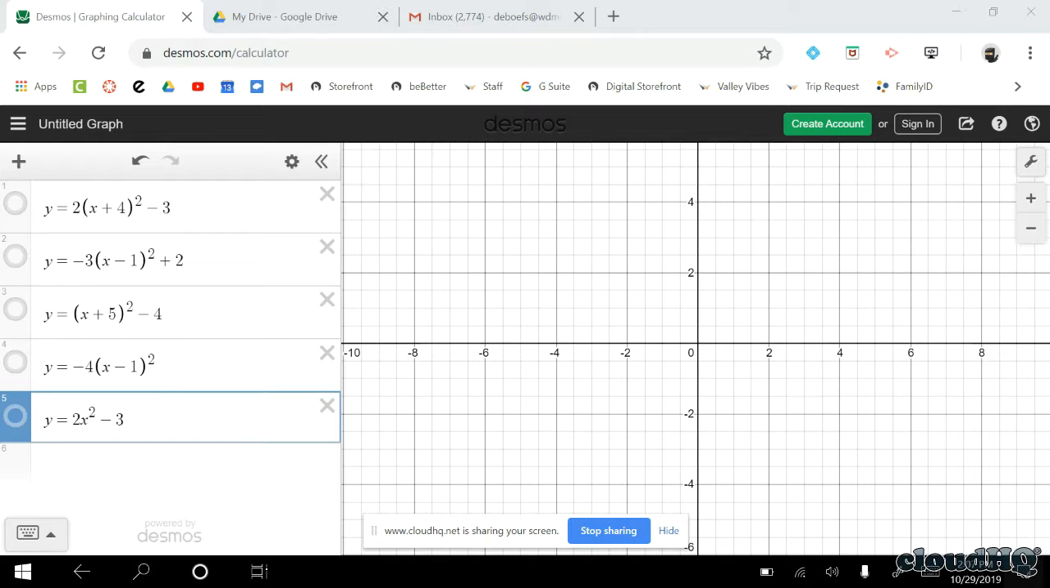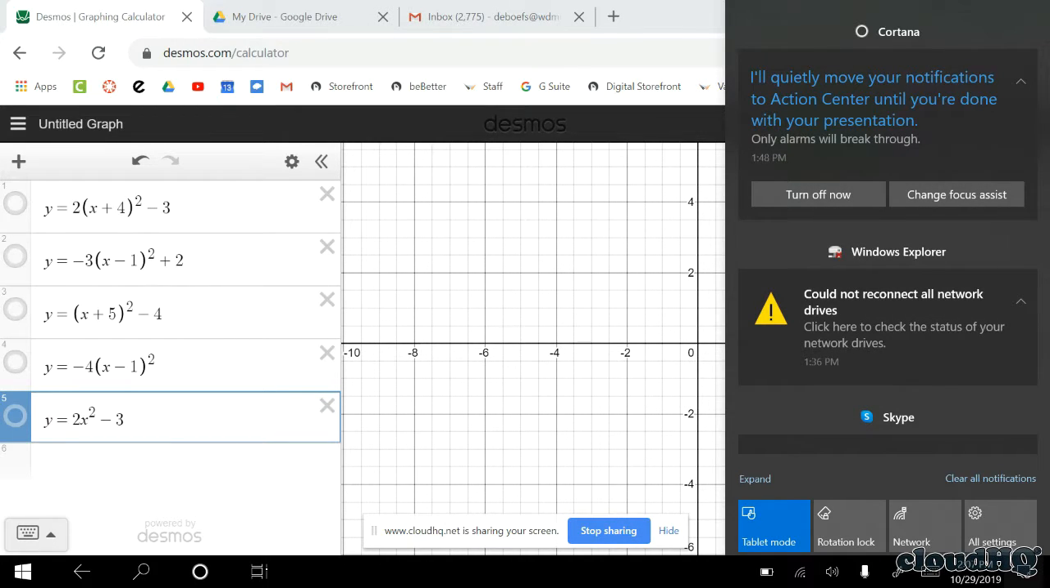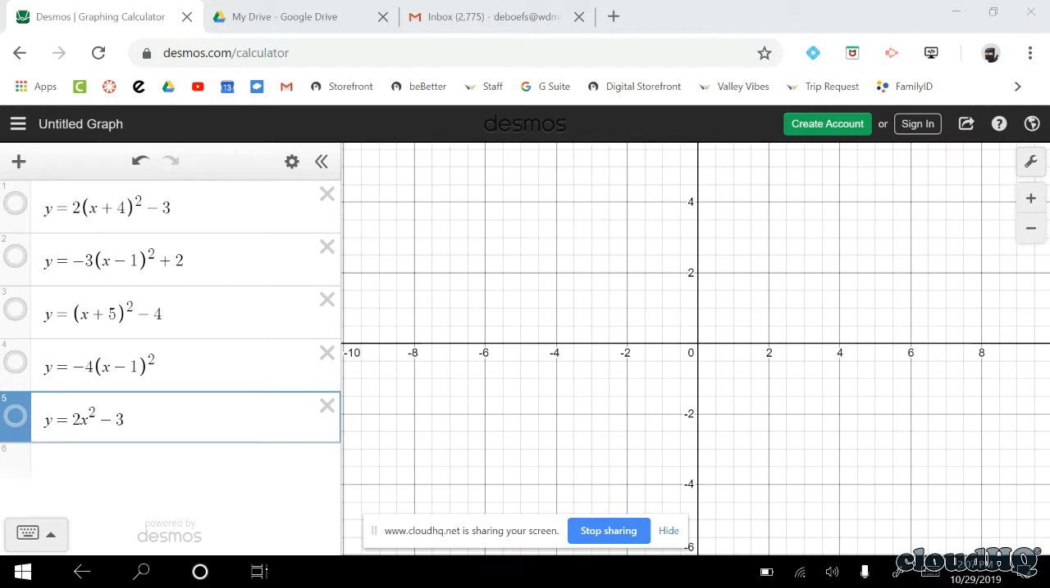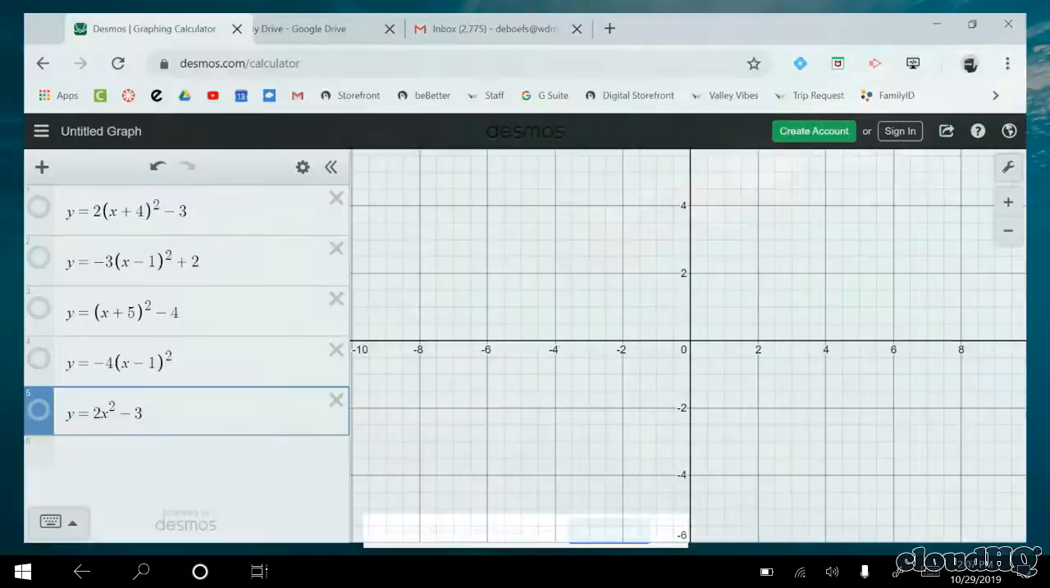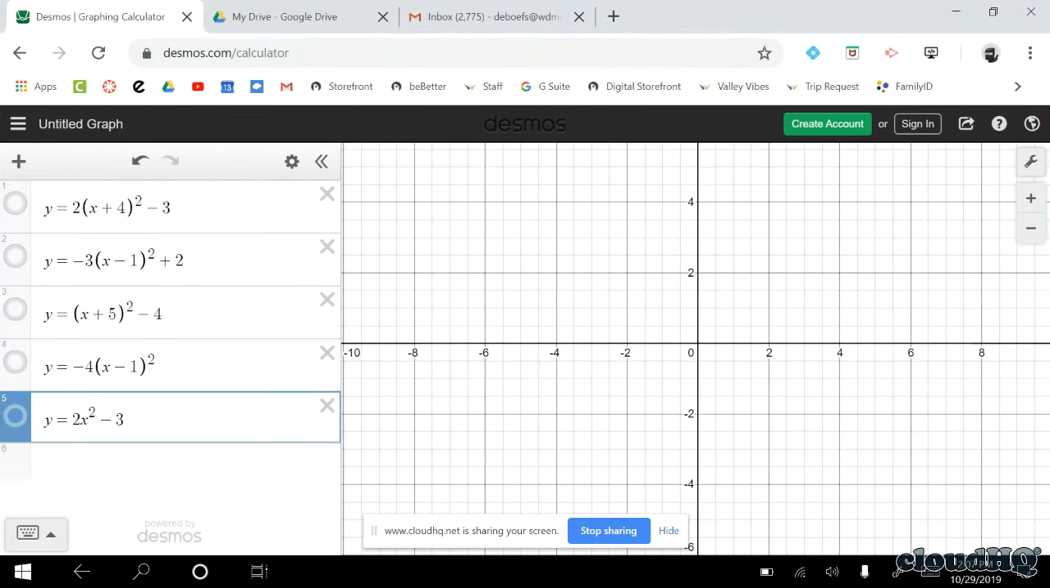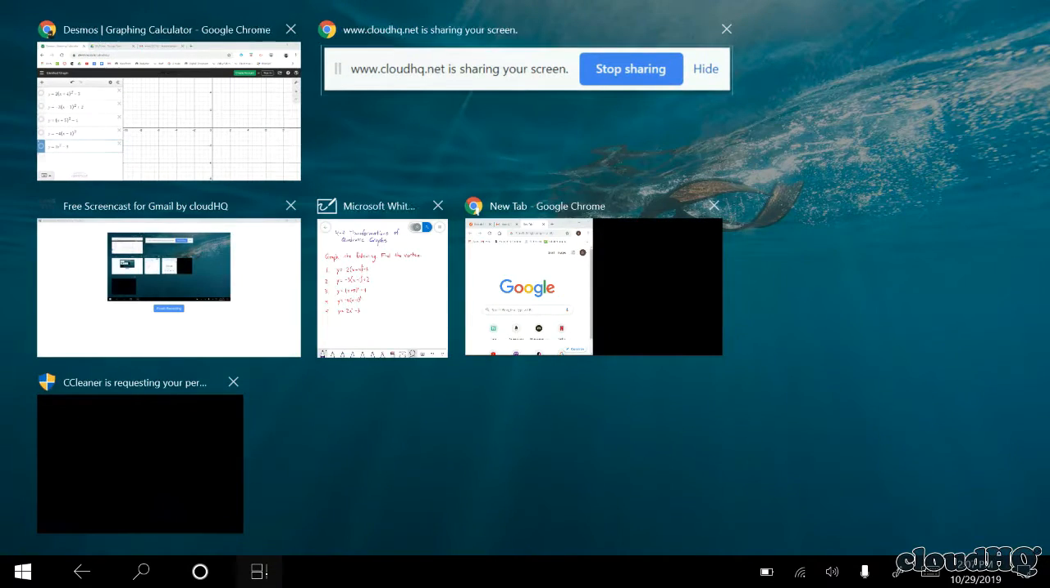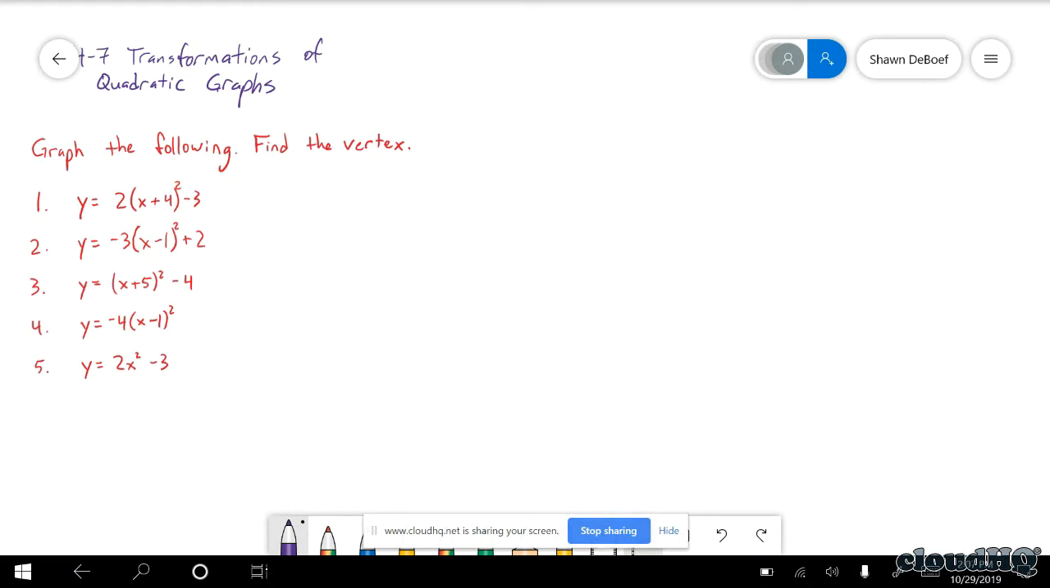All right, let me attempt to split screen here. Not very good at split screening on a tablet. I got it to work earlier. Let me try one more time.